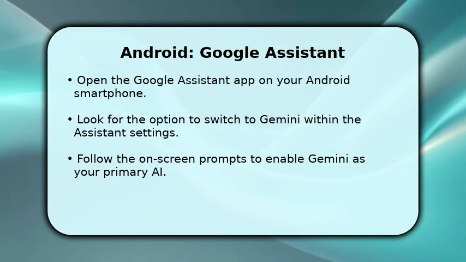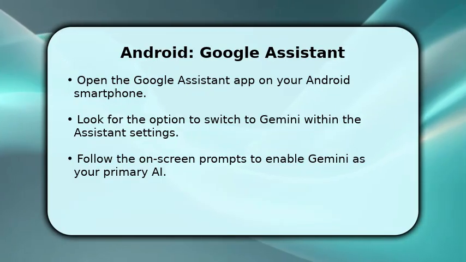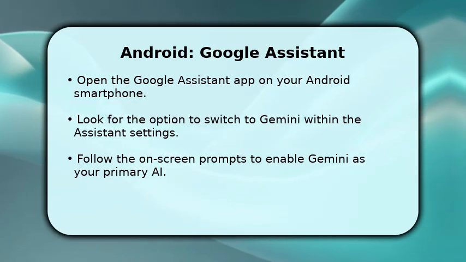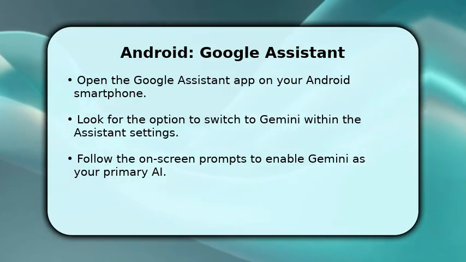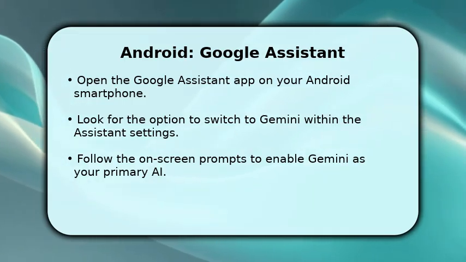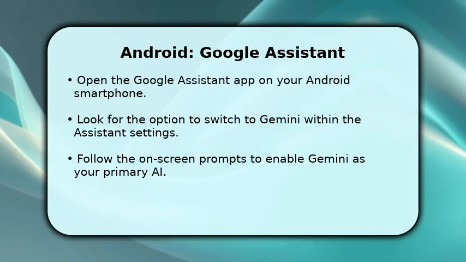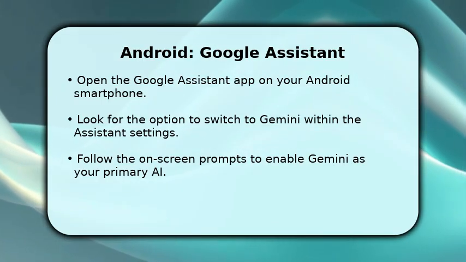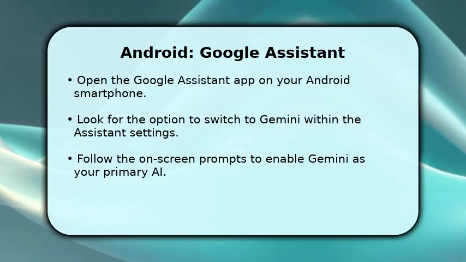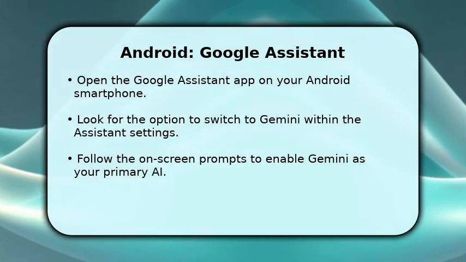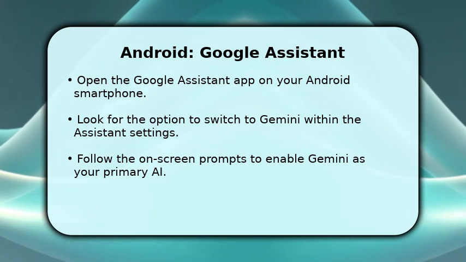For Android users, getting Gemini is straightforward, as it integrates directly with your existing Google Assistant. First, open the Google Assistant app on your smartphone. Next, navigate to the settings and look for the option to switch to Gemini. You will typically find this under Digital Assistants or a similar category. Follow the simple on-screen prompts to complete the setup, making Gemini your primary AI. This process usually takes less than 2 minutes to finish.